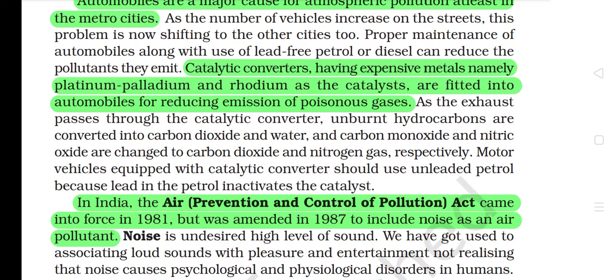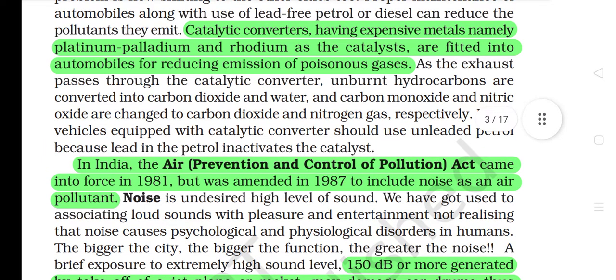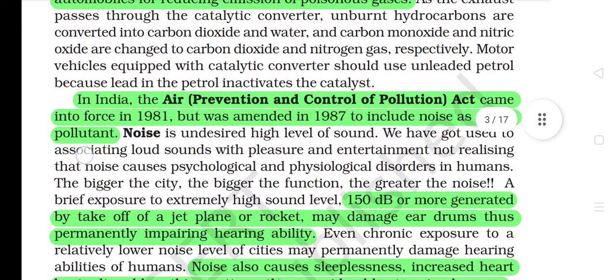Catalytic converters having expensive metals, namely platinum, palladium, and rhodium as the catalyst, are fitted into automobiles for reducing emission of poisonous gases. As the exhaust passes through the catalytic converter, unburnt hydrocarbons are converted into carbon dioxide and water, and carbon monoxide and nitric oxide are changed to carbon dioxide and nitrogen gas respectively. Motor vehicles equipped with catalytic converters should use unleaded petrol because lead in the petrol inactivates the catalyst.